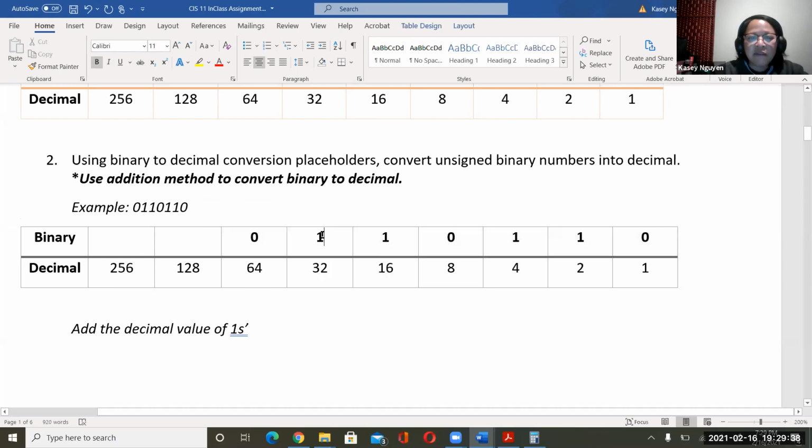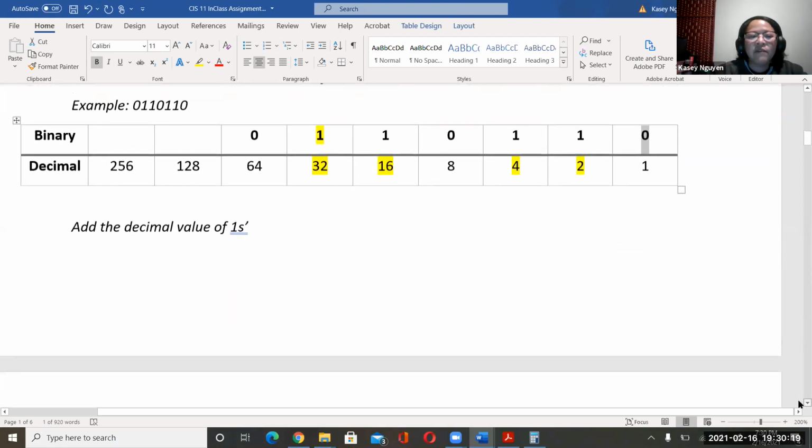Anytime you have a 1 on top, you just add the decimal equivalent scale value. All of the ones that have a 1 on top, you add them. So basically 32 plus 16 plus 4 plus 2, right? This is 48, 52, 54. So the decimal equivalent of this binary is 54. And as it is an even number, you notice again, the least significant bit is not on. We can tell odd or even from that.